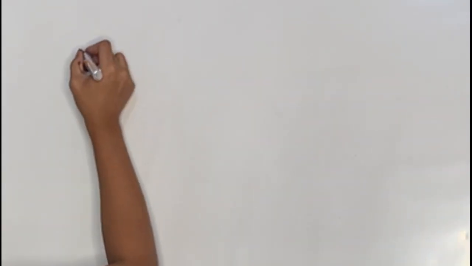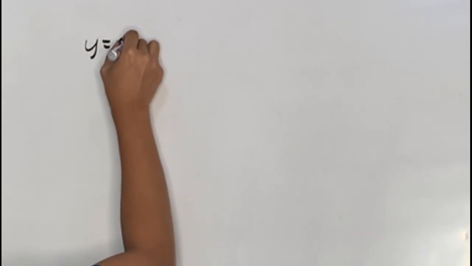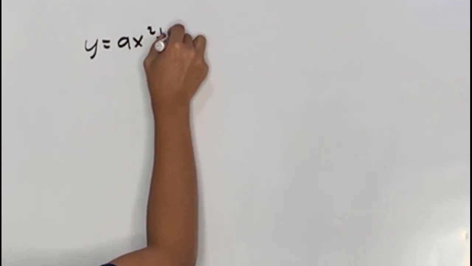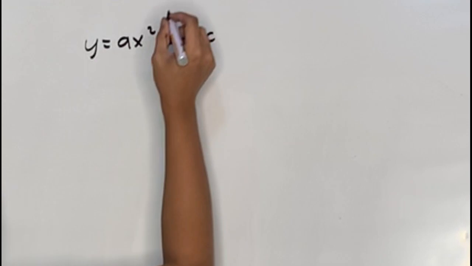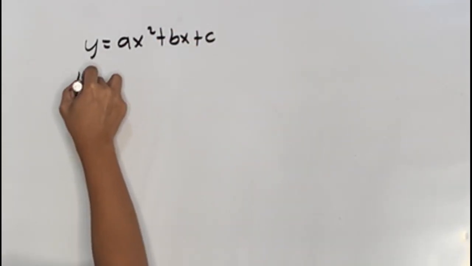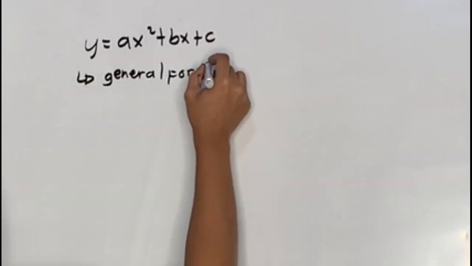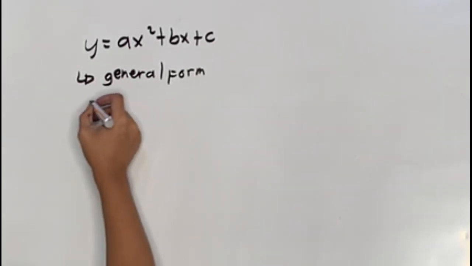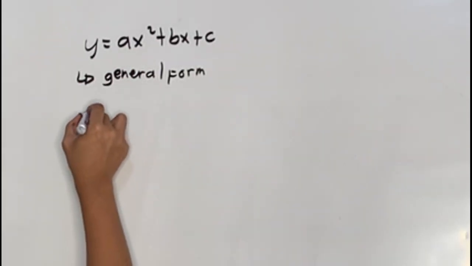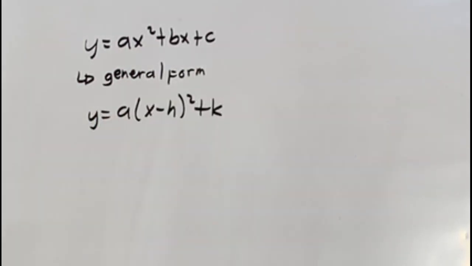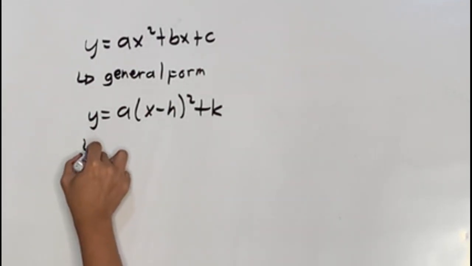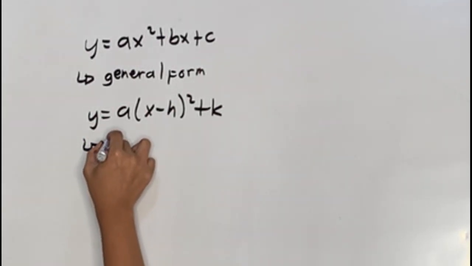So we have y is equal to ax squared plus bx plus c, wherein it's what we call the general form, or in some books they call it the standard form. So we also have what we call the vertex form of a quadratic function.